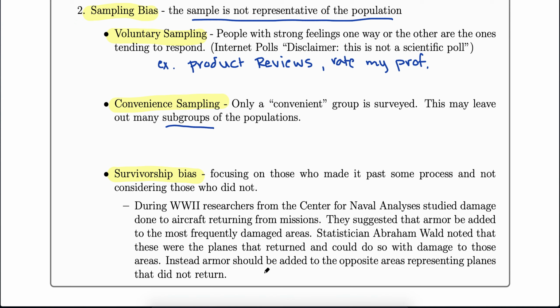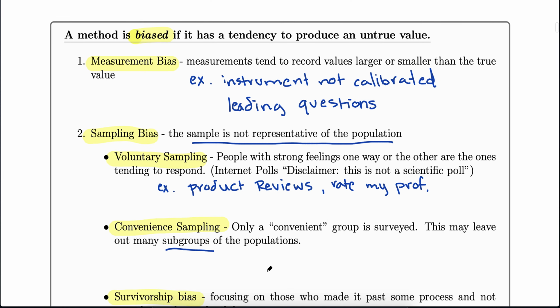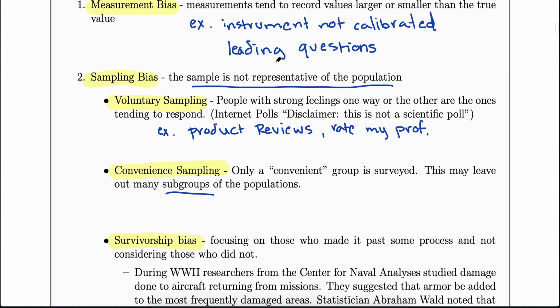So again, poor sampling and biased results can come from two ways. Your instrument, the measurements you're taking, can be biased, or your sample can be biased and not representative of the entire population. In the next section, we're going to look at one of the most basic techniques for taking a representative sample, and then move on to some variations of that technique.